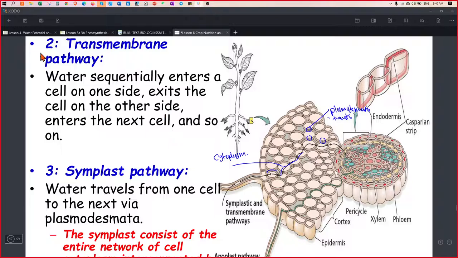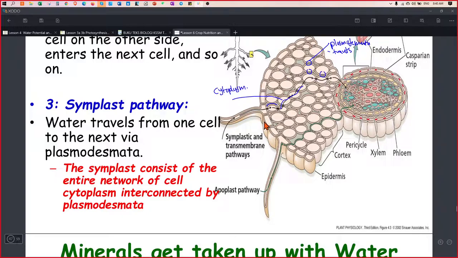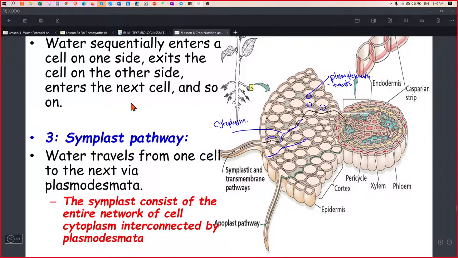But when it goes through the plasma membrane, like here, something like this, the movement. You can see here, does it use the plasmodesmata? No, it just goes through this. So when it goes through like this, it is called transmembrane because it crosses the plasma membrane.